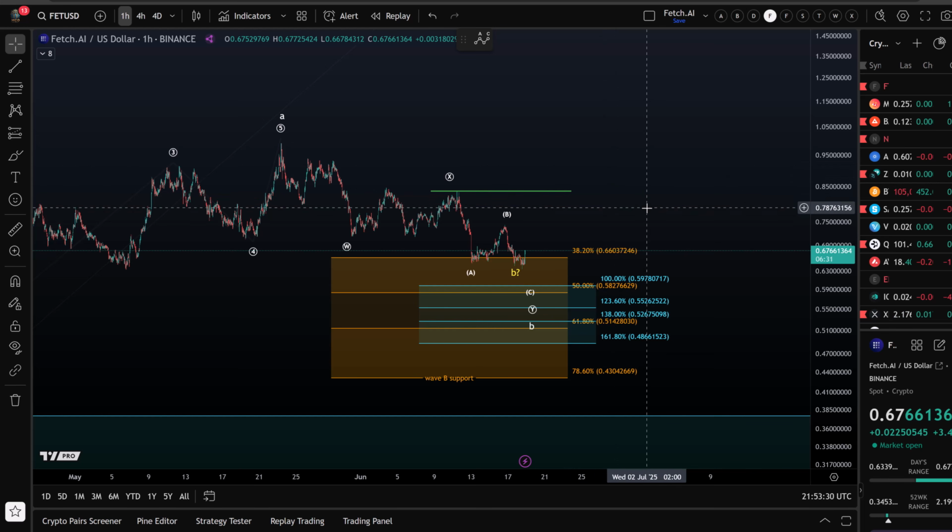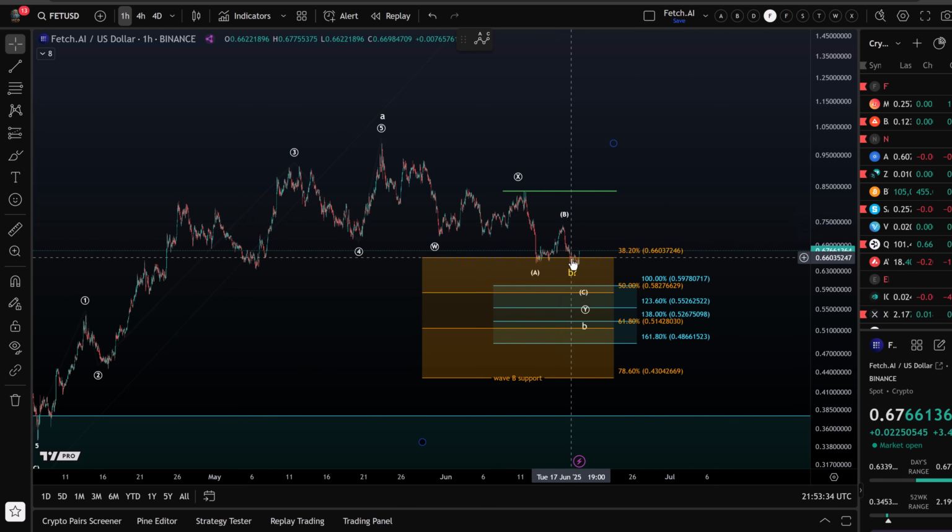So here on the FET chart, we're currently witnessing a small reaction. It's not massive. It shows me 3.3% up on TradingView. But we do have a small reaction. Again, second time now to this Fibonacci support area.